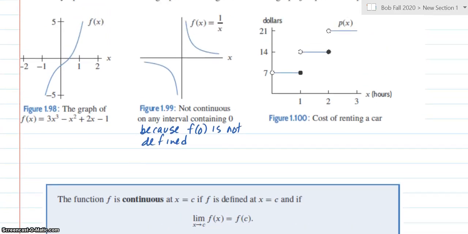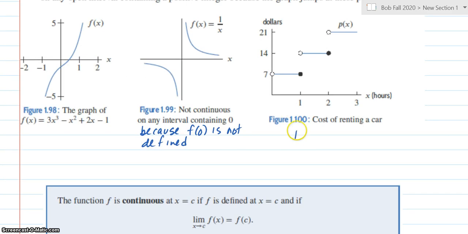So here, let's just talk about x equals 1 for a moment, let's just check out that jump. The limit of p of x does not exist. And that makes sense because if we take the limit as x goes to 1 from the right side, it is 14. Coming from the left side, as x approaches 1, it approaches 7. And those two numbers are not the same.